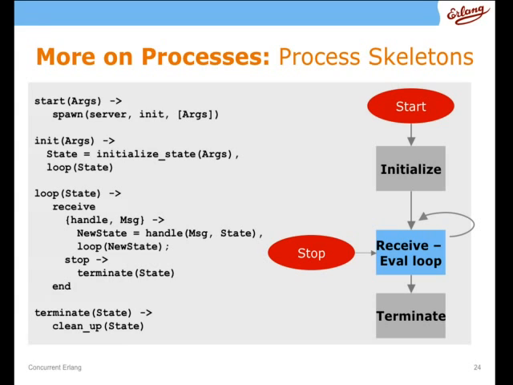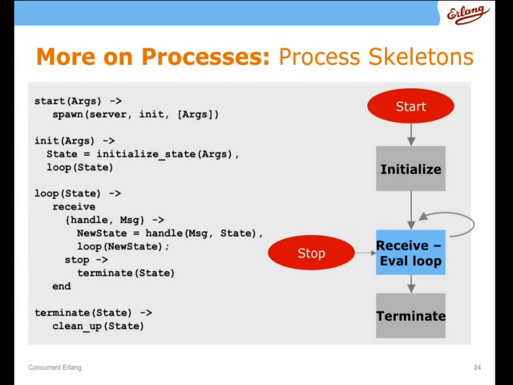So looking now in the body of the init function, what do we do? Well, we call an initialize state function. We somehow set up some state, and then we call loop with that initial state data. The powerhouse of this process is the loop function itself. And what we see there is the body of the loop is a receive statement. And it has two clauses.